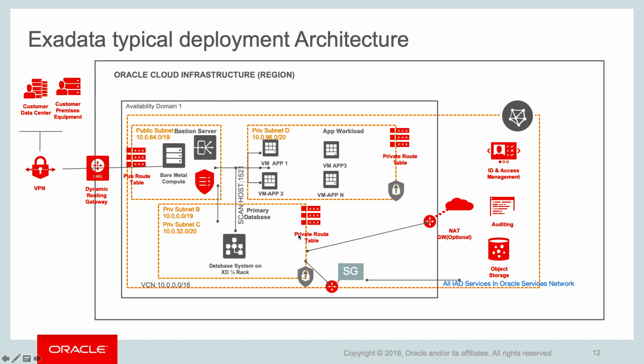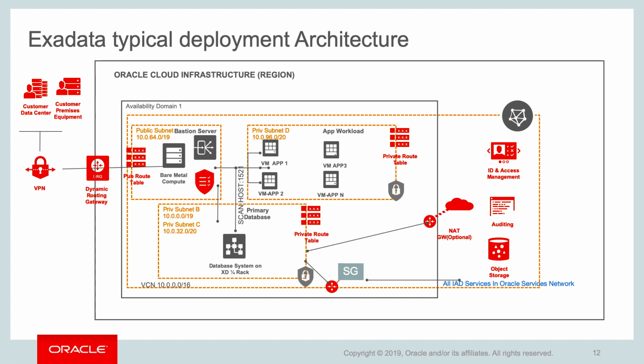So you will have one or more private routing tables. They are for routing traffic for egress and ingress. Depending on the need, you can have additional gateways. In this case, I am showing you that a service gateway can talk to all of the IAD services in Oracle Service Network. It can talk to the object storage for backup needs. It can talk to storage services for patching needs. The NAT Gateway here is optional.